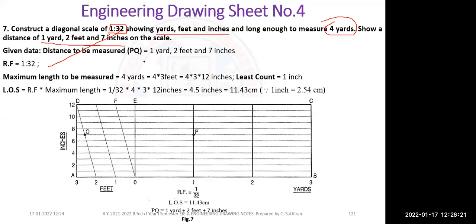So you have to calculate the length of scale. LOS you have to calculate as 1 by 32 into 4, because the maximum length is 4 yards. 1 yard equals 3 feet, so into 3, and 1 foot equals 12 inches, so 4 into 3 into 12. It will become 4.5 inches. You have to convert inches into centimeters. 1 inch equals 2.54, so 4.5 inches equals 11.43 centimeters.